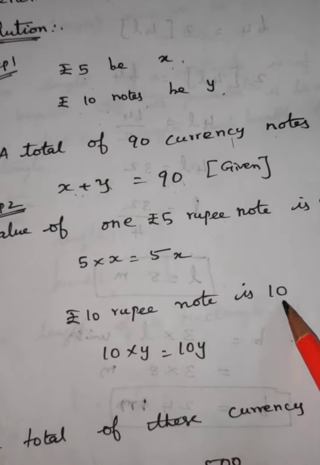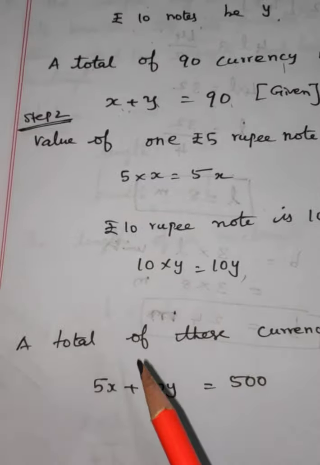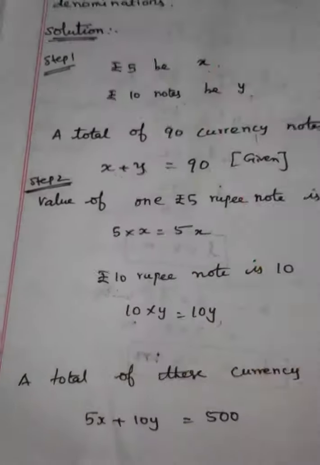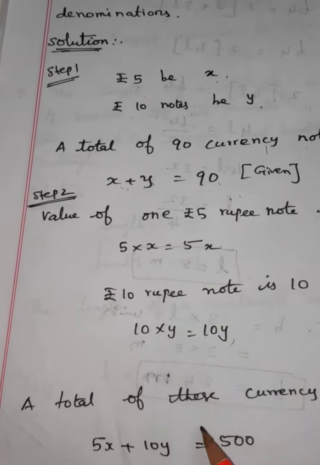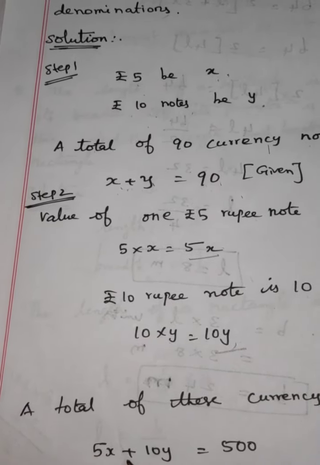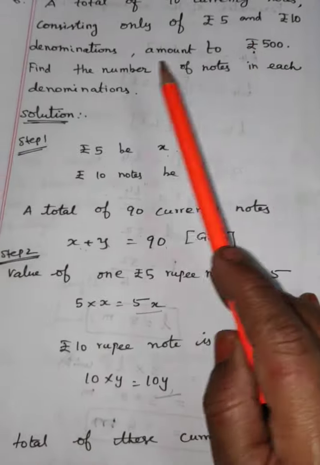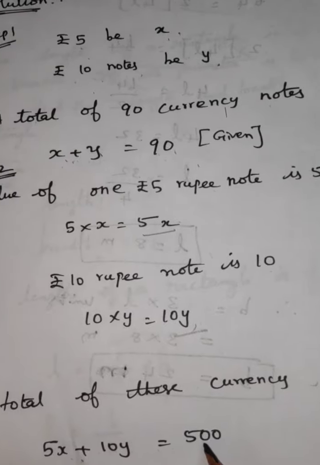10 rupees note is 10, so 10 into y equals 10y. Here the total of this currency: as usual, first step, take x plus y equal to 90. Now multiply to get the answer: 5x plus 10y. The total value given is 500 rupees, so write 5x plus 10y equal to 500.